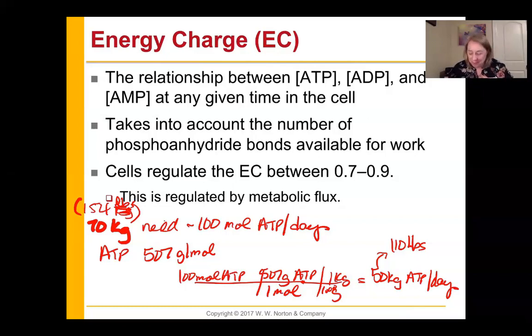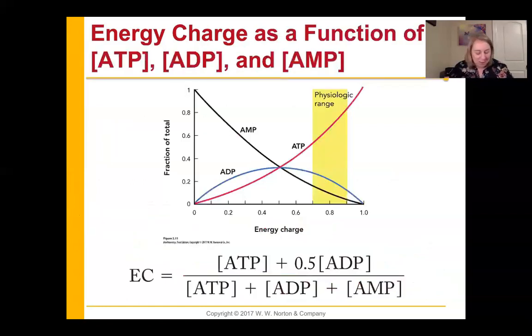Our bodies are really good at recycling ATP within the system. And so this regulation of the energy charge is regulated by a metabolic flux. And so you can't consume that much. You can't. So we're going to have to recycle. So let me show you what that looks like.